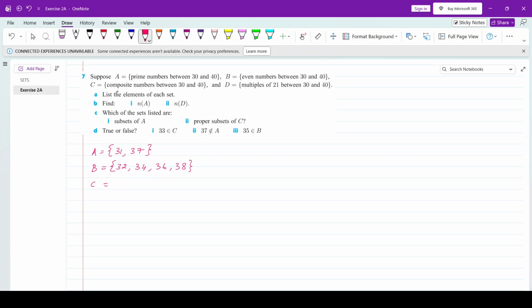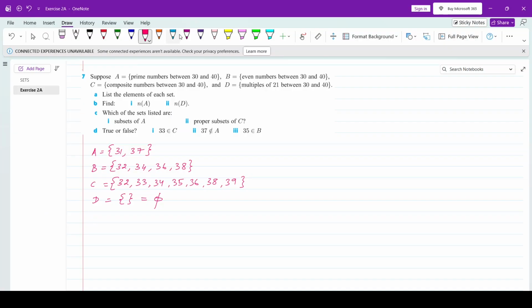Set C is composite numbers between 30 and 40. So what will be the composite numbers? The numbers that are not prime. That will be 32, 33, 34, 35, 36, 37 is a prime number, so 38, 39. So these are the numbers that are composite. And D is multiples of 21 between 30 and 40. So we know there are no multiples of 21 between 30 and 40. Therefore, this set will be empty.